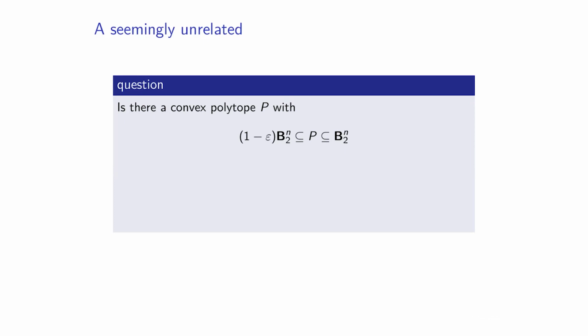So how well can I approximate the ball with a polytope with this epsilon error as in the formula? How many vertices does it need to have? The answer is, you can do it having only 1 over epsilon to the n-half vertices. If I ask the same question with facets, it's the same answer. You can do it with 1 over epsilon to the n-half facets.